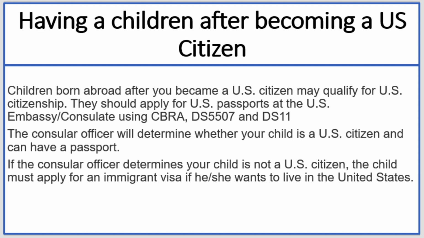So now, let's assume having children after becoming a US citizen. Let's assume you file I-130, and then you become a US citizen, and you have a child. What's going to happen to that child? Children born abroad after you become a US citizen may qualify for US citizenship. They should apply for a US passport at a US Embassy or Consulate using these forms: DS-5507 and DS-11. The officer will determine whether your child is a US citizen and can have a passport. If the consular officer determines your child is not a US citizen, the child must apply for an immigrant visa if she or he wants to live in the United States.